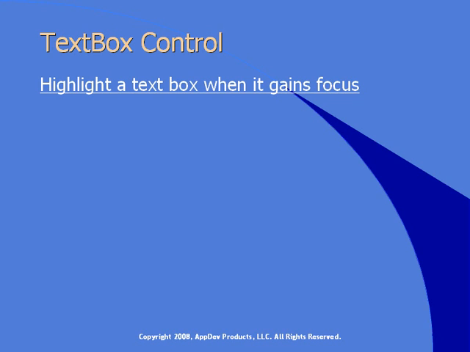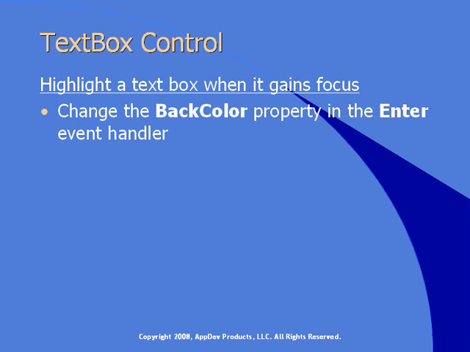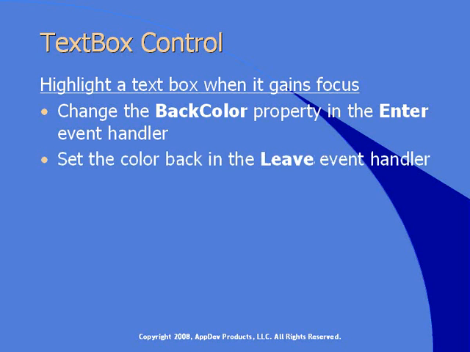You might want to highlight a text box when the user moves into it. That way the user always knows which text box is current. So to do that, you can use the enter event handler, and the enter event occurs when the cursor or the focus enters the text box. So you could change the back color property of the text box and then set it back when the user exits that text box and trap that with the leave event handler.